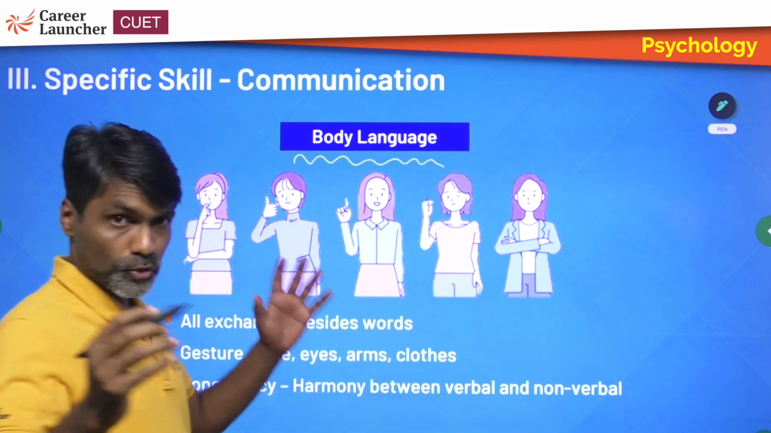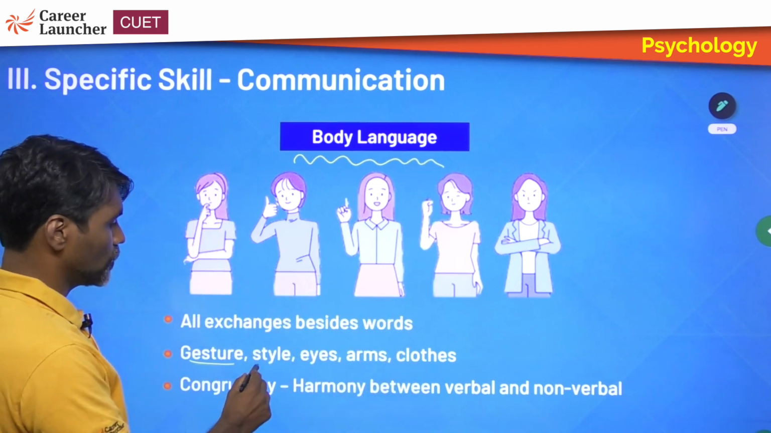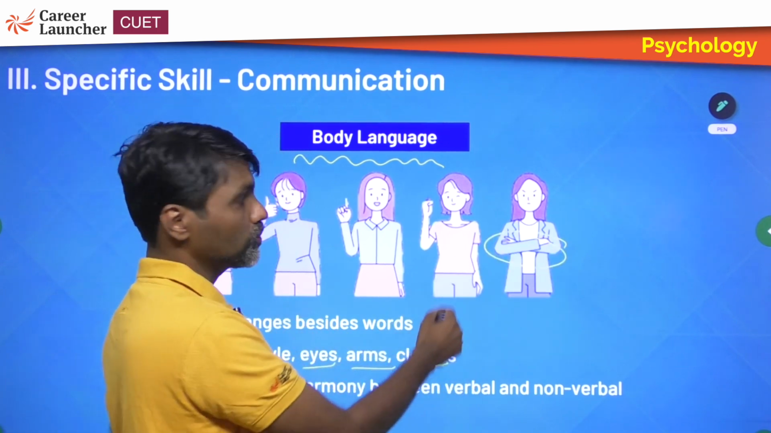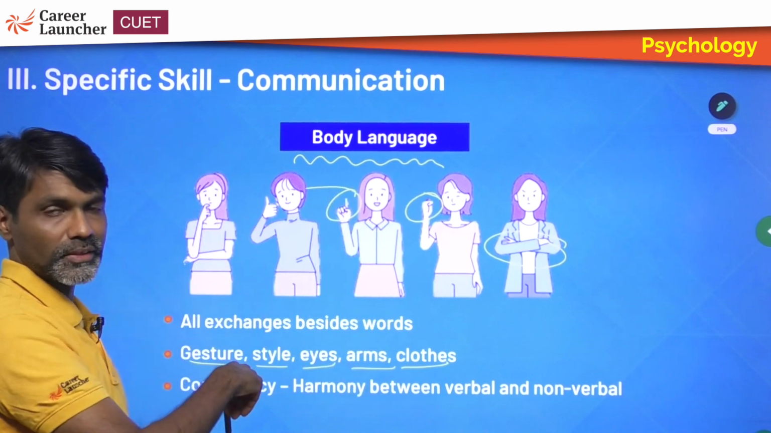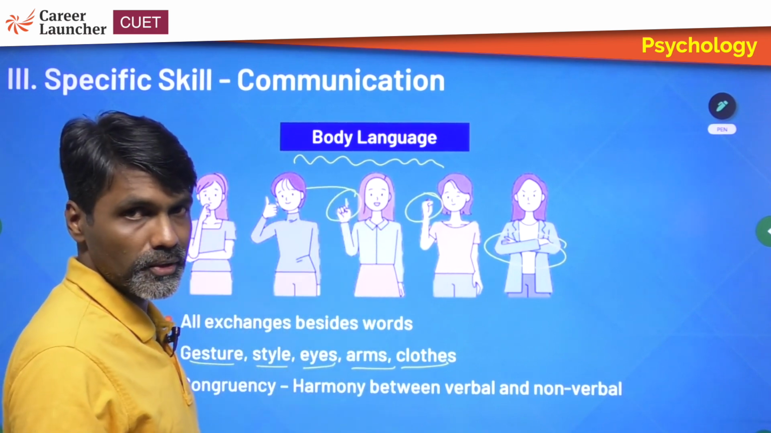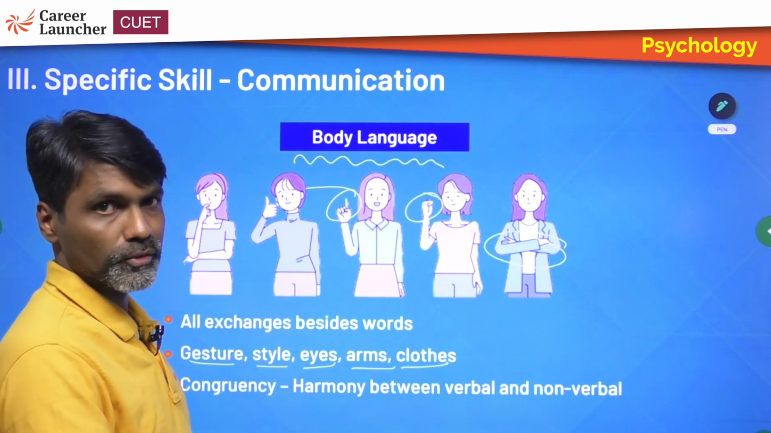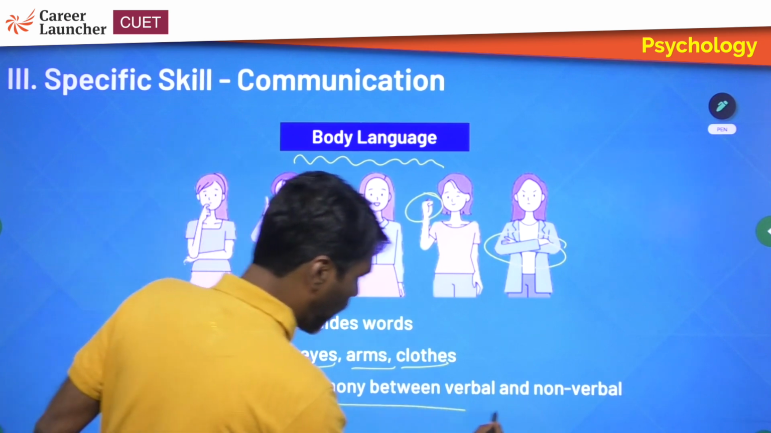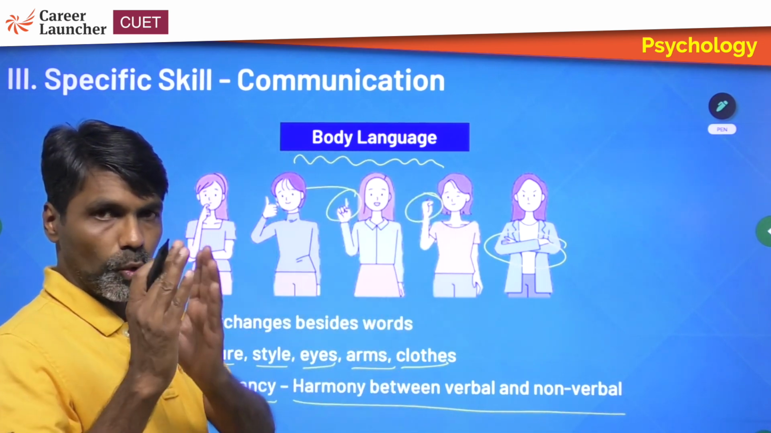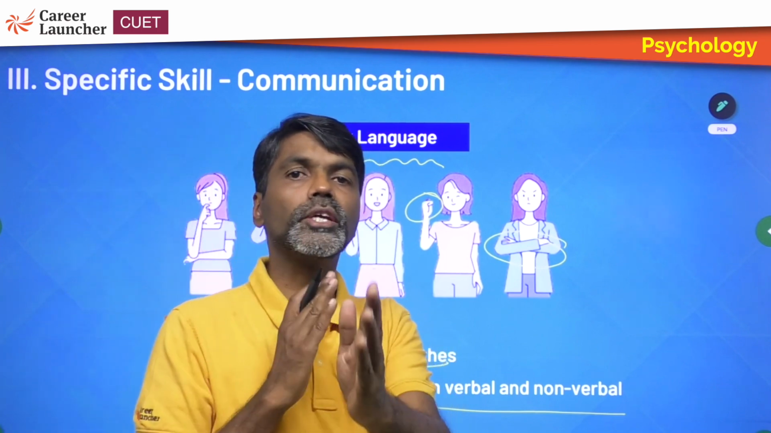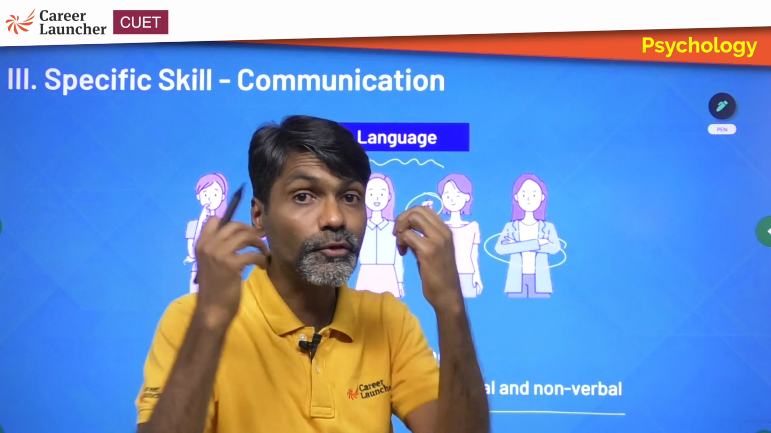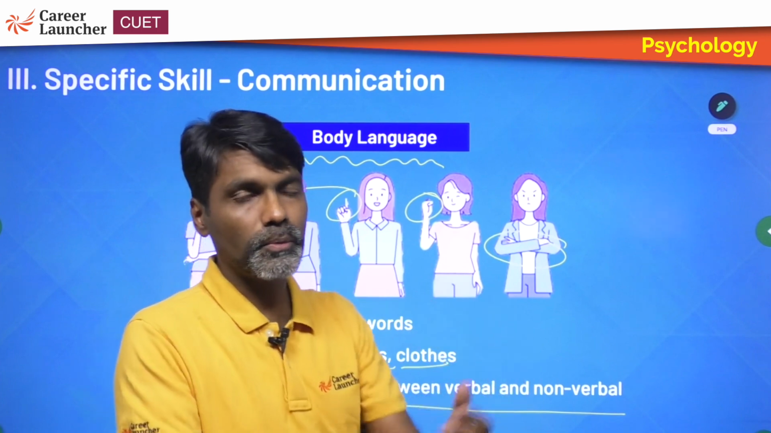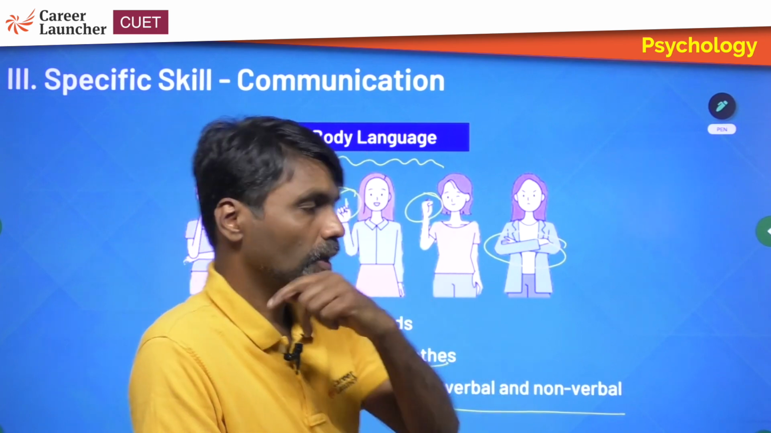We have covered it, so I'm not going to spend too much time on it. Your gesture, your style, your eyes, your arms, your clothes. Look at this. This communicates something. This communicates something. All of this you must pay attention to. This is a very important part of it. Okay, and you know the important thing is the harmony or the alignment between verbal communication and non-verbal communication that always enhances the effectiveness of the communicator. Okay, and you also will receive it more effortlessly. ठीक है, आगे चलते हैं.